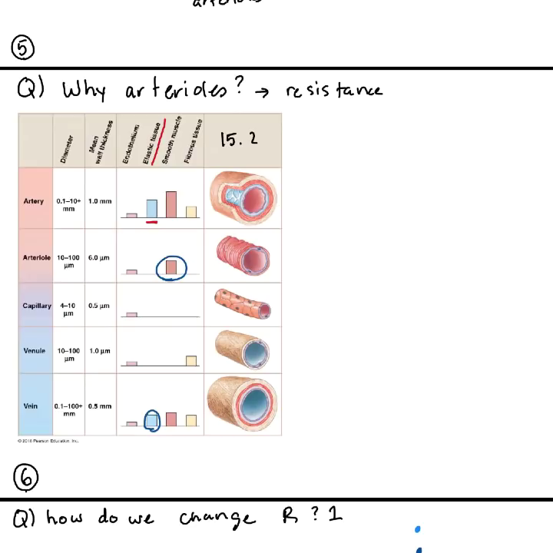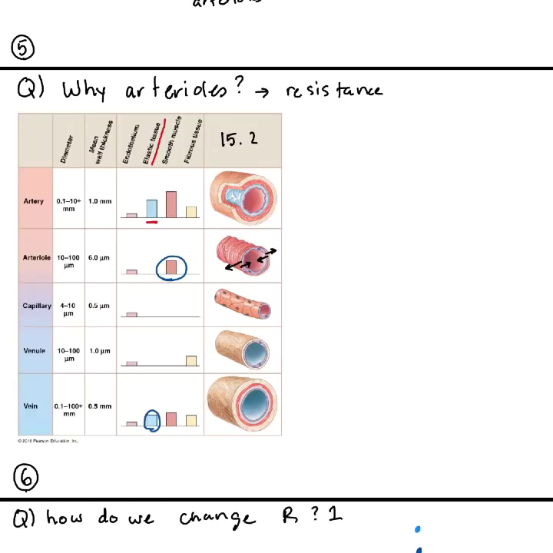Then we can say that they're essentially just muscle. So if we look at the contraction, if that smooth muscle contracts, what's going to happen to the radius of that blood vessel? It's going to get smaller. And if that muscle relaxes, then what's going to happen? The diameter is going to get larger.